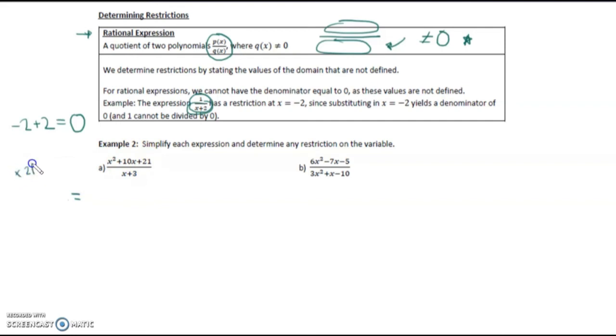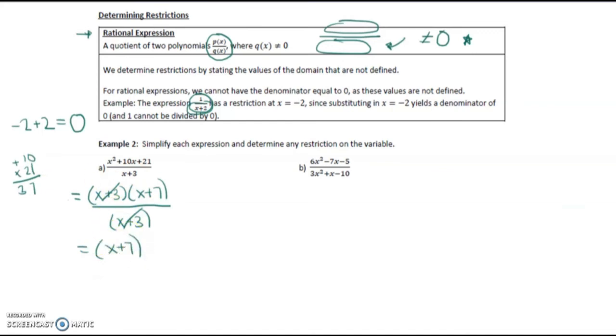What two numbers multiply to 21 and add to 10? Okay, well, it's going to be 3 and 7. So the numerator factors to x plus 3, x plus 7. Now the denominator factors to x plus 3. Okay, so to simplify, we cancel those out and we get x plus 7.